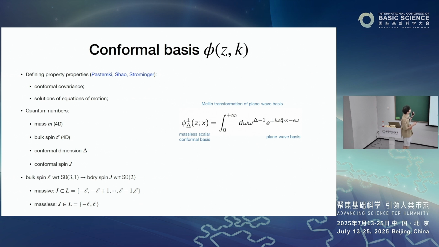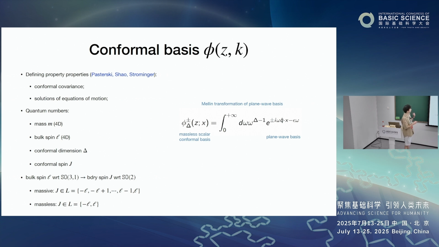And another thing is because it's a basis of the solution space, so it must satisfy the equations of motion. And the quantum numbers to label the transform basis include the bulk mass, which is m, and the bulk spin L. Those two are both 4D parameters. And also have boundary parameters, which are conformal dimensions delta and the conformal spin J.